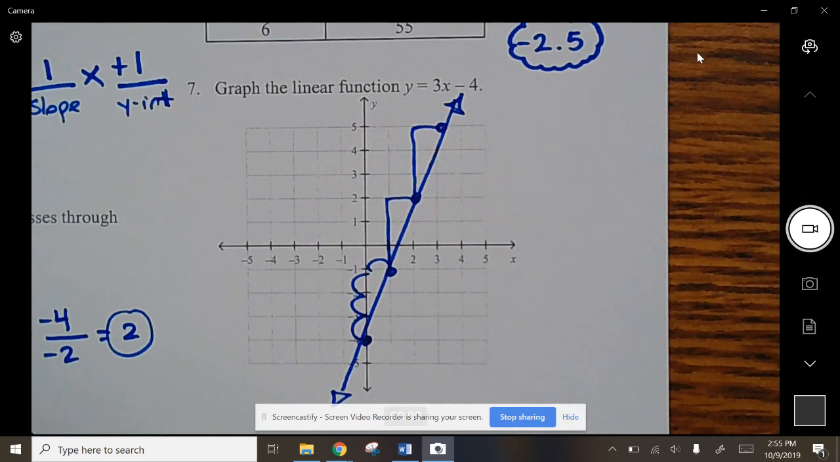Now, I hope you're not just copying what I'm doing. I hope you're actually pushing pause or going over the homework and doing this, okay?